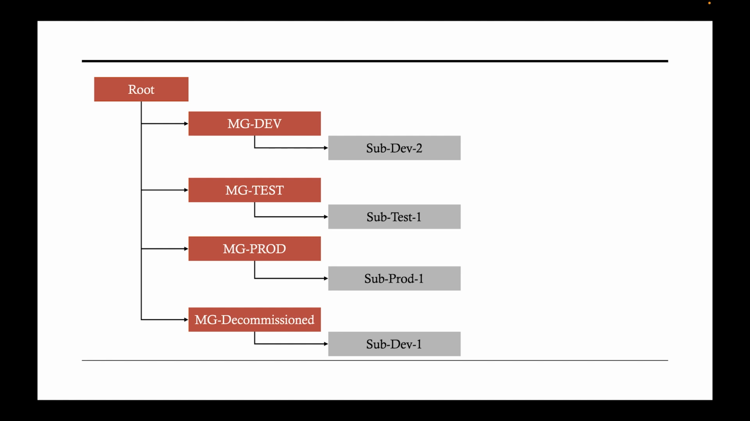So as you see in this management group, I have the root, and then here we have a structured naming convention for our management groups. So we have MG for management group, dash dev, dash test, dash prod, and then we have a decommissioned. Under MG-dev, you see there's a subscription sub-dev-2, and then under MG-test you have sub-test-1 for the subscription, and then in MG-prod, in that management group, you have different subscriptions you can have in there, such as sub-prod-1. So this is a naming convention I literally came up with. Obviously it would probably be a little bit more detailed than this, depending on your organization, but this is how you would set it up.